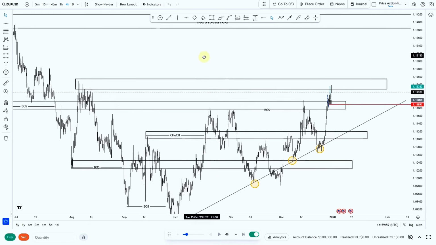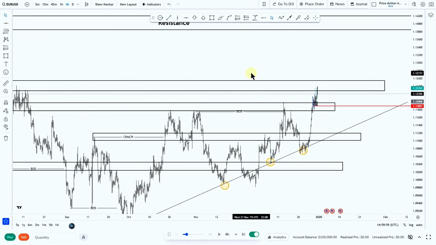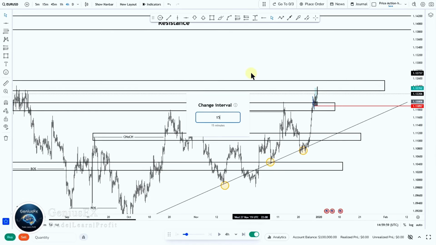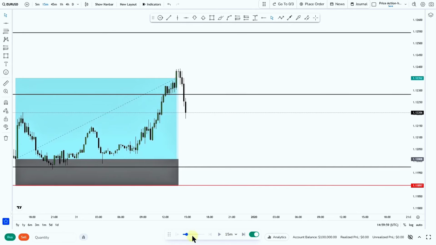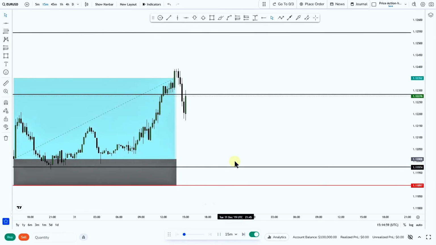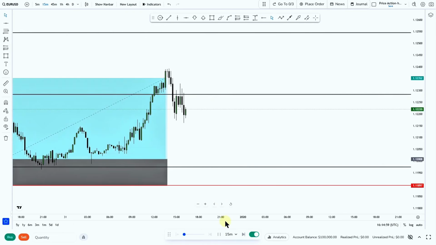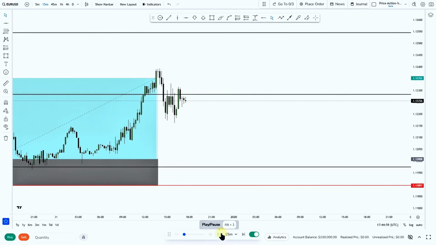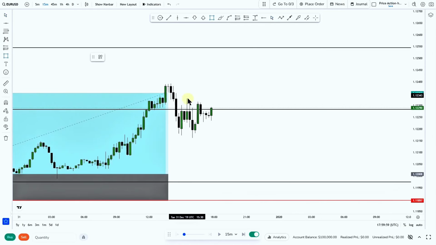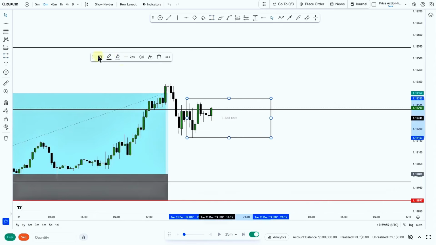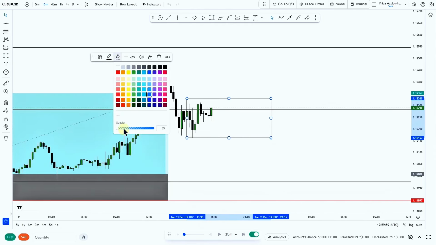So now we zoom back into the 15-minute time frame to see how price reacts at this zone. And what we will be looking for is another build-up around the area. And there it is. We got a ranging build-up just around the area. So we mark the zone and wait for price to break either above it or below it to give us our confirmation.